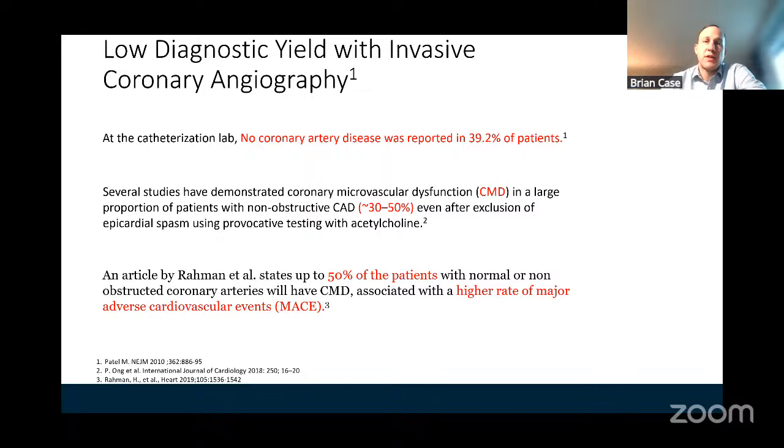These patients have poor quality of life. They have mistrust with the healthcare system. And then most importantly, which I'll demonstrate in a little bit, they have higher rates of major adverse cardiovascular events going forward.